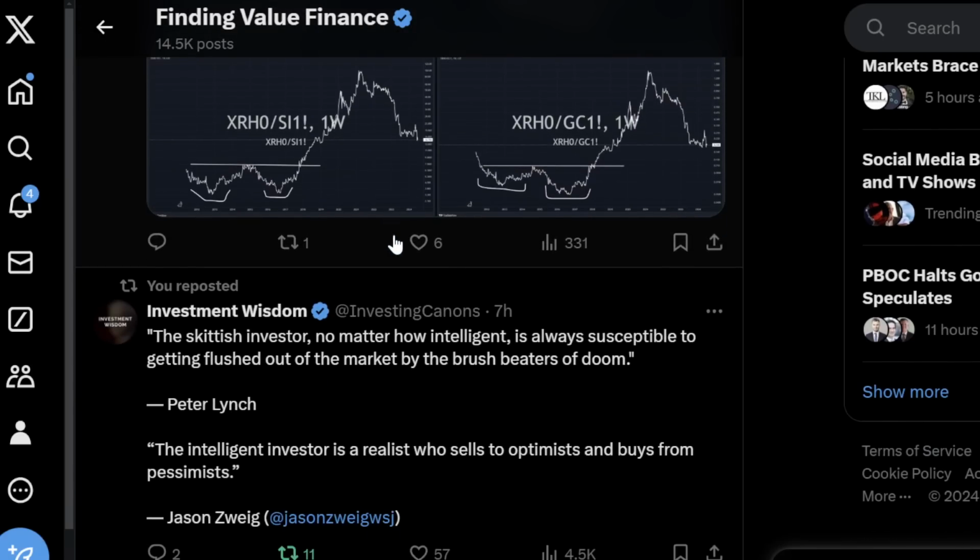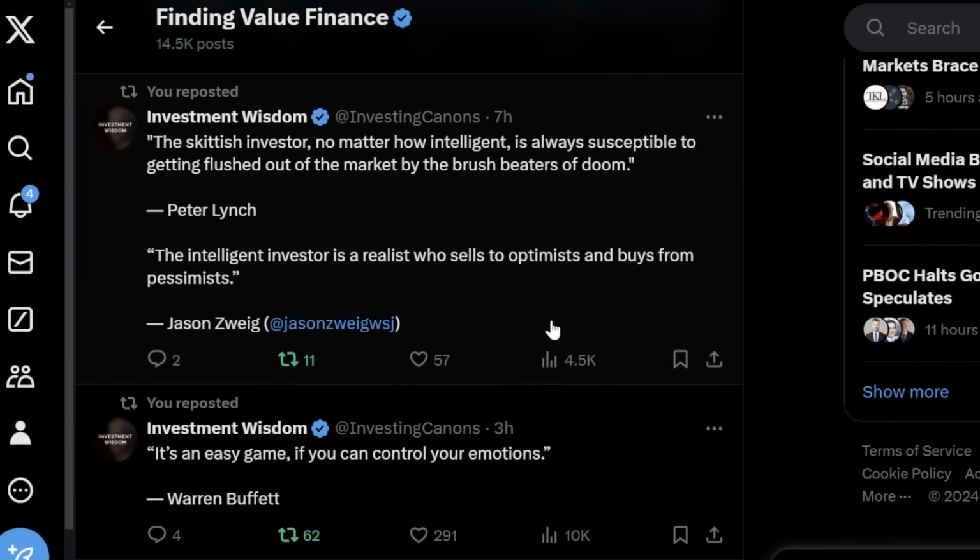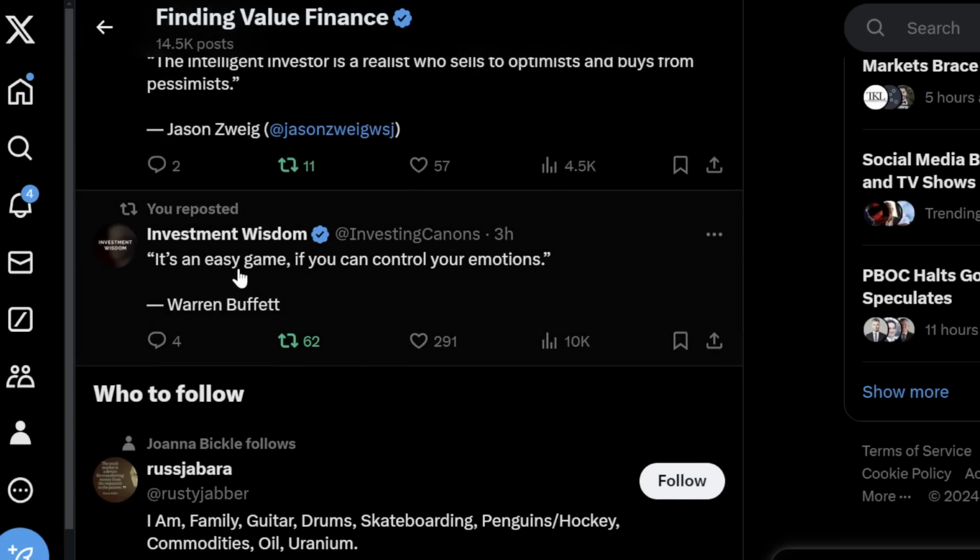as I go along. So here's some quotes, investment wisdom from Peter Lynch and Jason. The skittish investor, no matter how intelligent, is always susceptible to getting flushed out of the market by the brush beaters of doom. Another quote, the intelligent investor is a realist who sells to optimists and buys from pessimists. Some quotes, and here's Warren Buffett. It's an easy game if you can control your emotions.